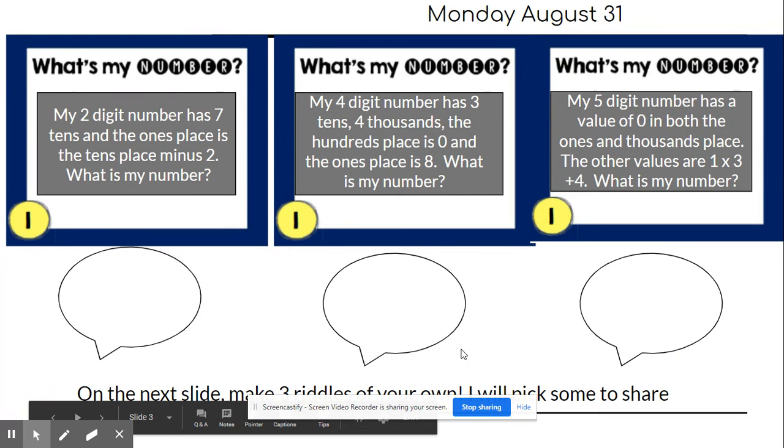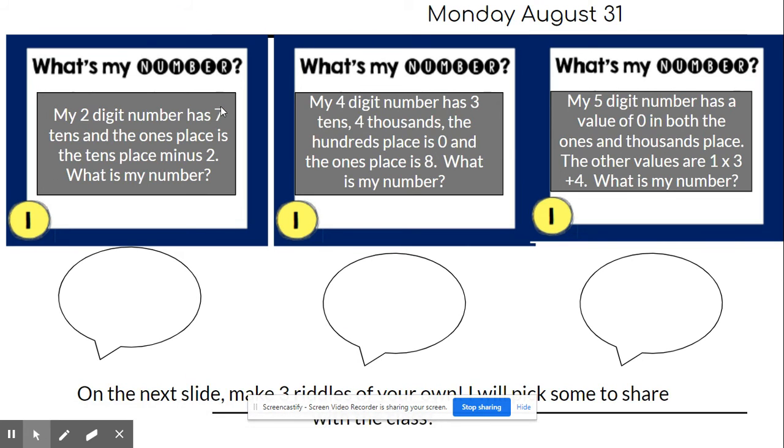Okay, then another activity you're going to do, these are some fun riddles. So this says, my 2-digit number has 7 tens, and the ones place is the tens place minus 2. What is my number? Now you're really going to have to read and pay attention to what I'm asking. Well, the first thing I know is that this number is going to have how many digits? 2. Okay, so I'm going to have a 2-digit number here.